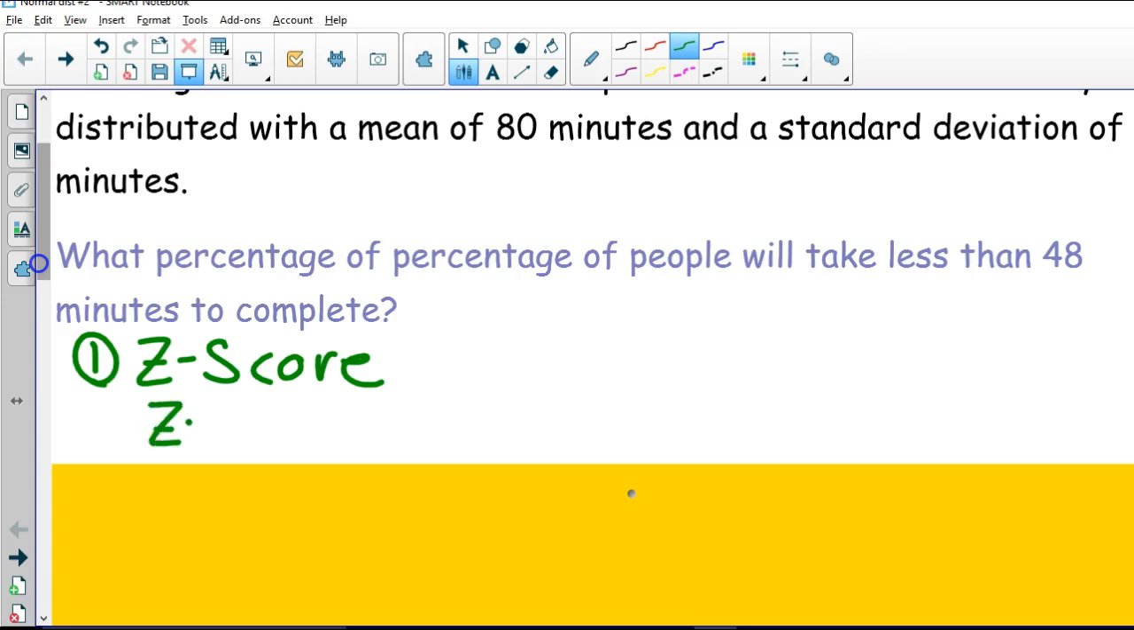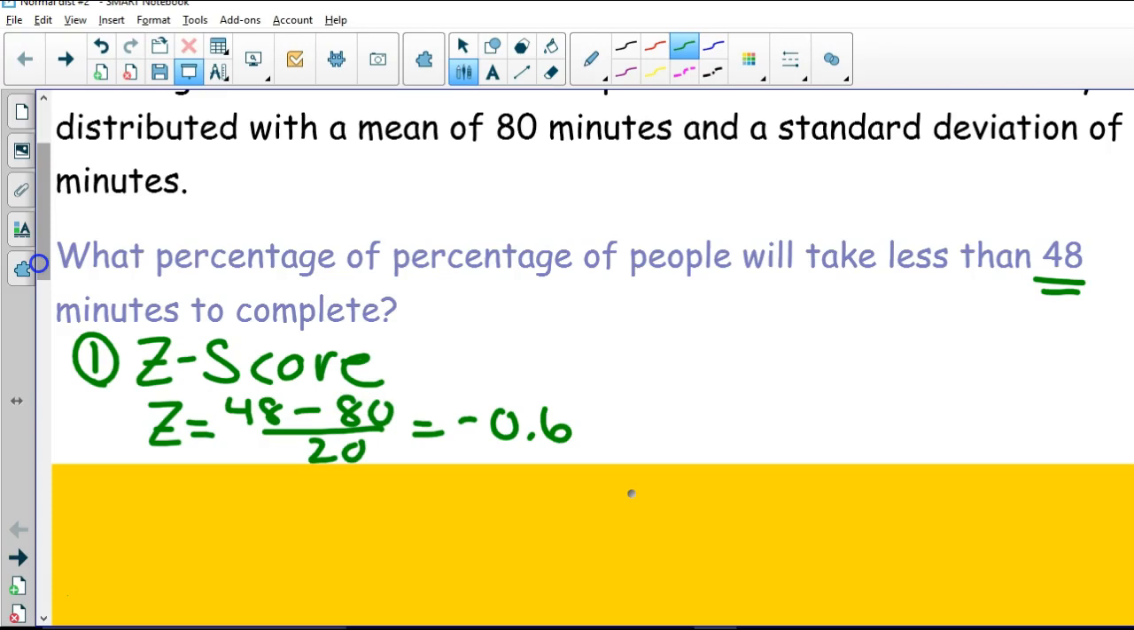So Z is equal to my observation, 48, minus my mean. My mean is 80, with a standard deviation of 20. Calculate that in your calculator. What do you guys get? Negative 0.6. All right, so we're going to put negative 0.6. We know that this person scored negative 0.6 standard deviations below the mean.